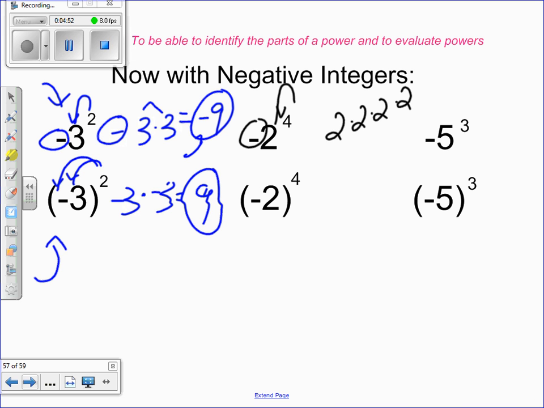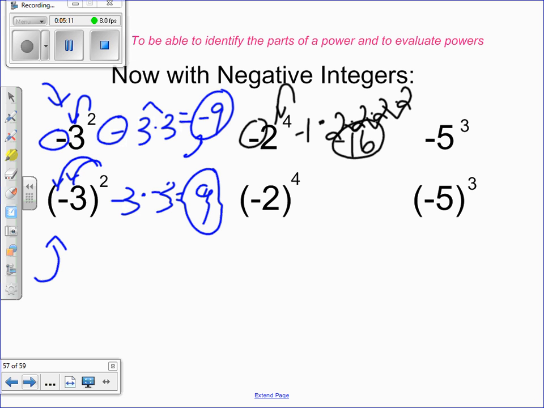Do we have 4 negatives? No, the exponent can't reach all the way over to that negative. There's only 1 negative. So we could say negative 1 times all of this. All right, so 2 times 2 is 4, times 2 again is 8, times 2 again is 16, and then we have that negative out there. So we get negative 16.